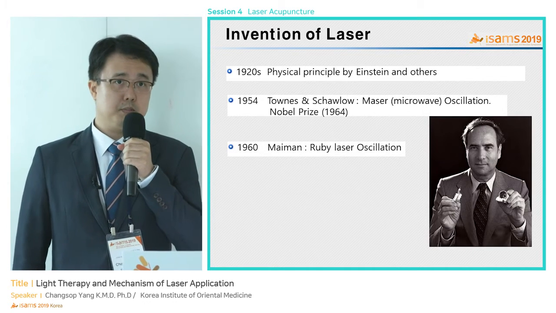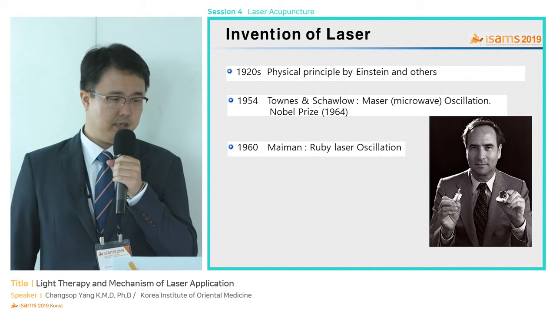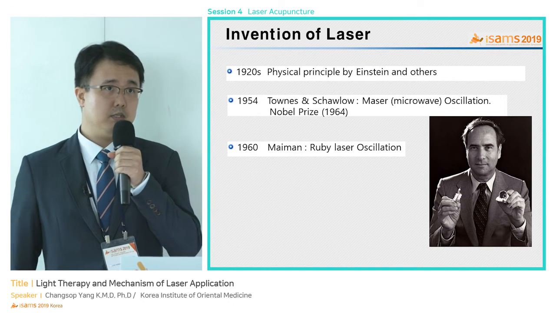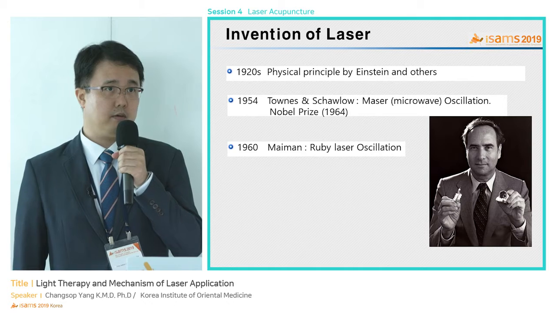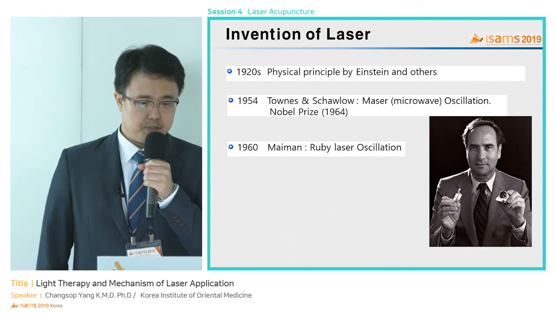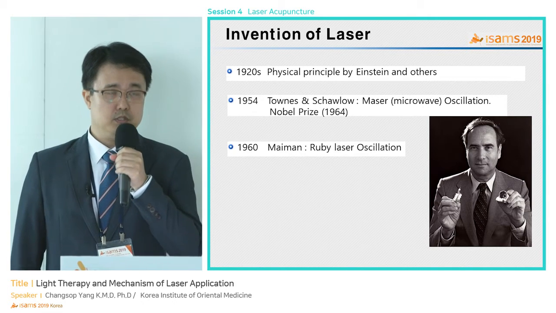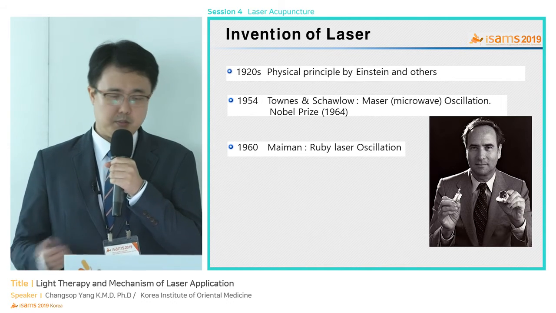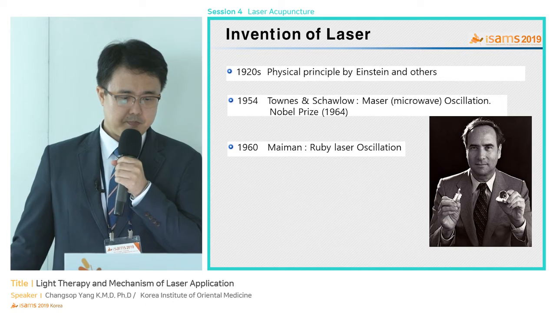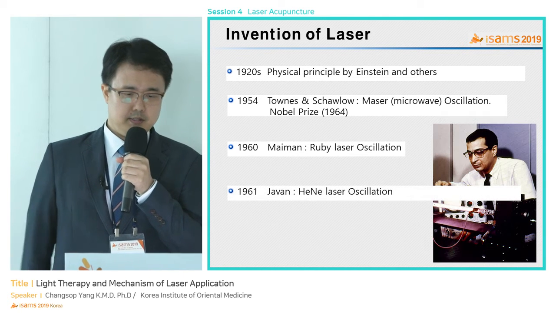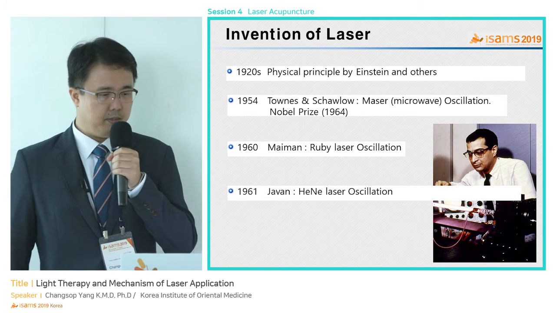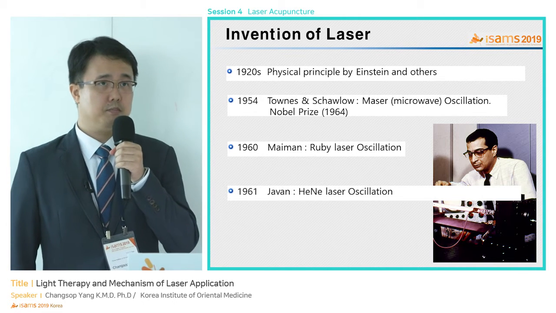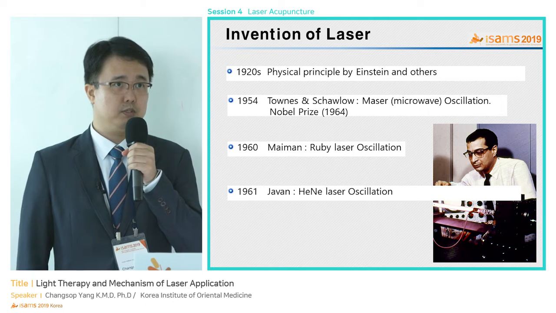The first laser in history was made by Theodore Maiman. He was a scientist at a huge aircraft company. The first kind of laser was made of ruby. The medium of ruby lasers was the first. And this man, Ali Javan, made the helium neon laser, which is the first medical laser used for acupuncture treatment.